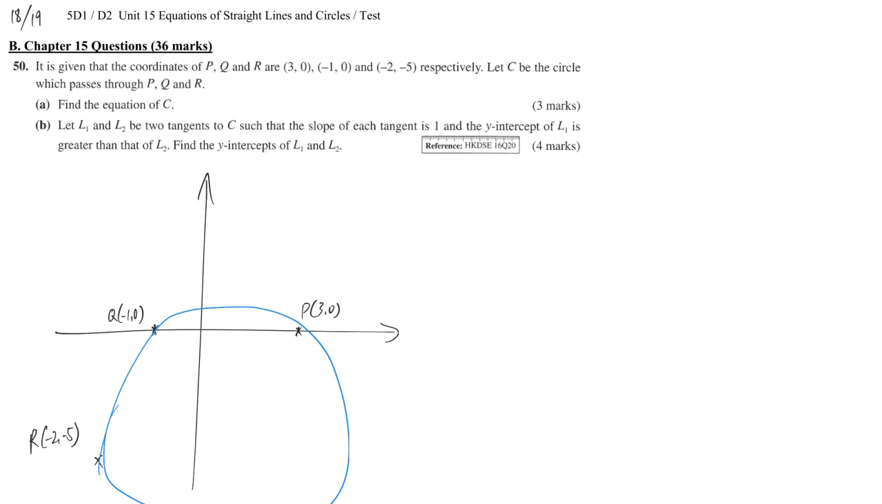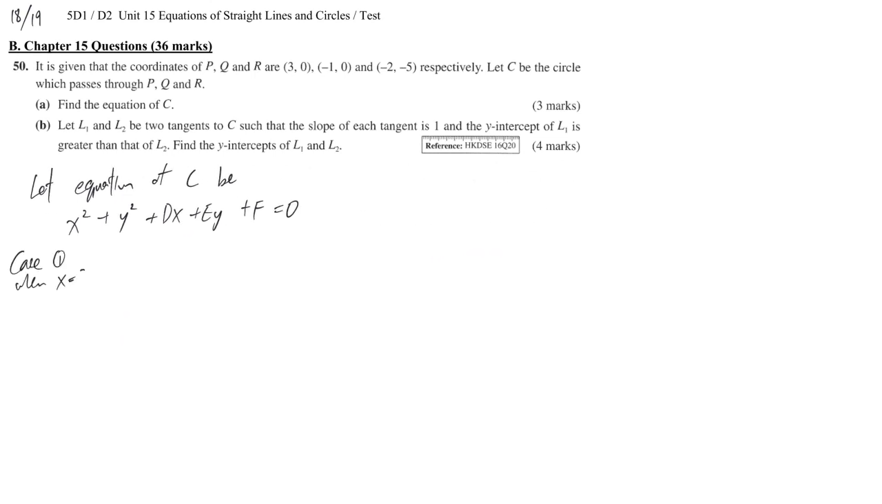So there is no shortcut. We can simply let the equation be x squared plus y squared plus dx plus ey plus f equal to 0. Whenever it is a circle, we can write the equation of the circle in this format. By the given 3 points, that means 3 different cases of x and y, we can substitute inside and finally find out what d, e, f are.